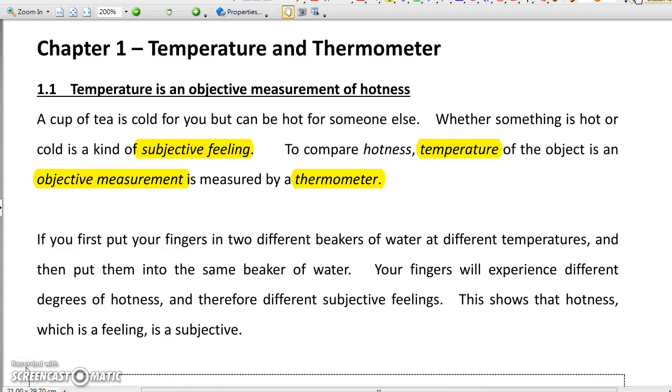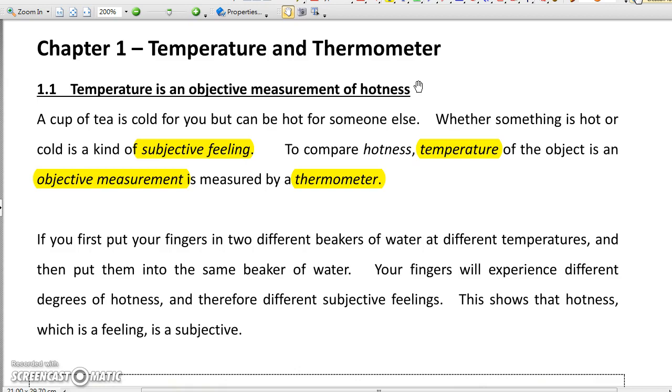And here we go. Chapter 1, temperature and thermometer. Prepare yourself a pen and a highlighter. Jot down any notes and highlight the important words there. So, temperature is a measure of hotness.